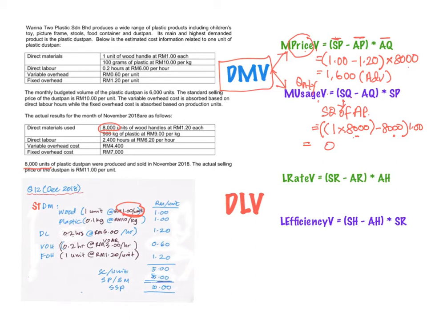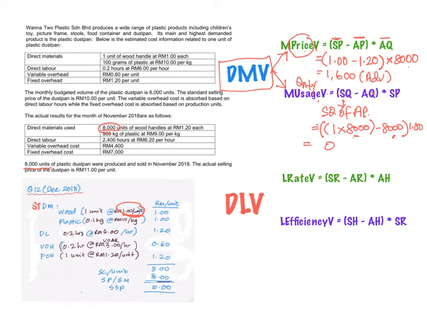So what does it mean, 0? It means that according to the standard, you are supposed to use 8,000 wood handles, and it turns out that you actually used 8,000 handles. Times the standard price of 1 ringgit, you get 0. Because of this, we can say that there is no difference between the standard quantity and actual quantity, and because of that, there is no adverse or favorable variance. Okay, so those are the direct material variances.